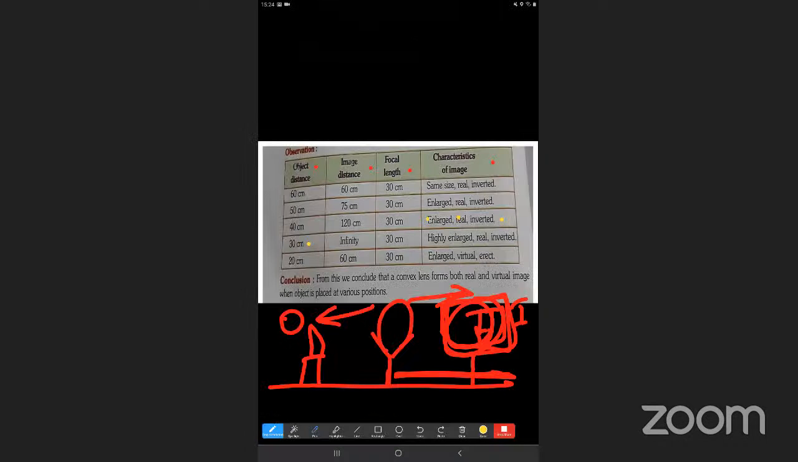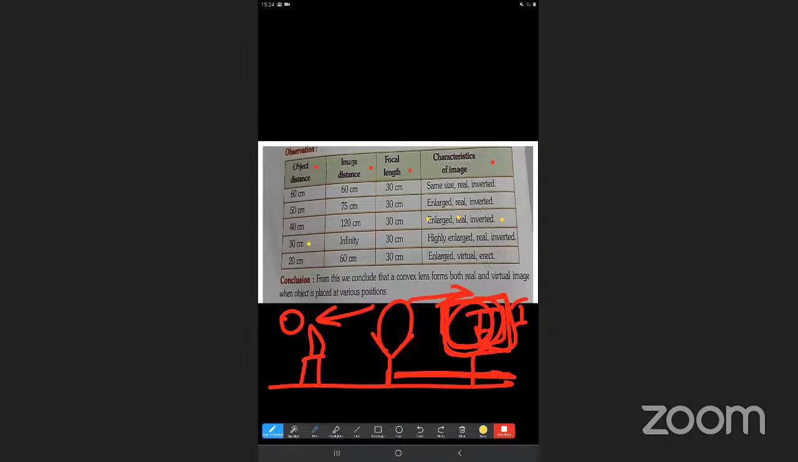Now the object distance. Okay, now here from the lens to the candle, the distance is 20 centimeters only. So the image distance is 60 centimeters. Okay, here the focal length is the same. The characteristics of the image here: it is enlarged, virtual image, erect image. So here, what are the characteristics of the image? Enlarged, virtual image, erect image.